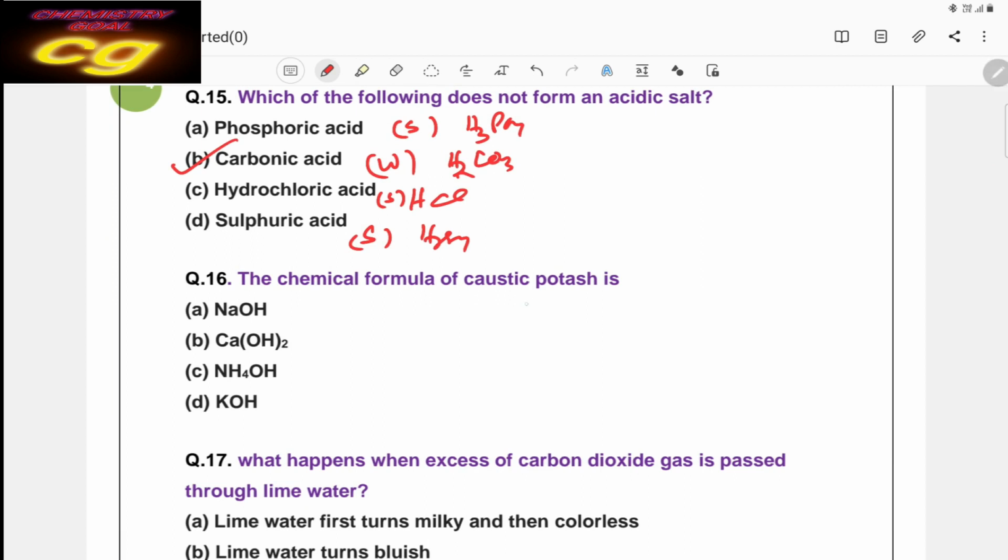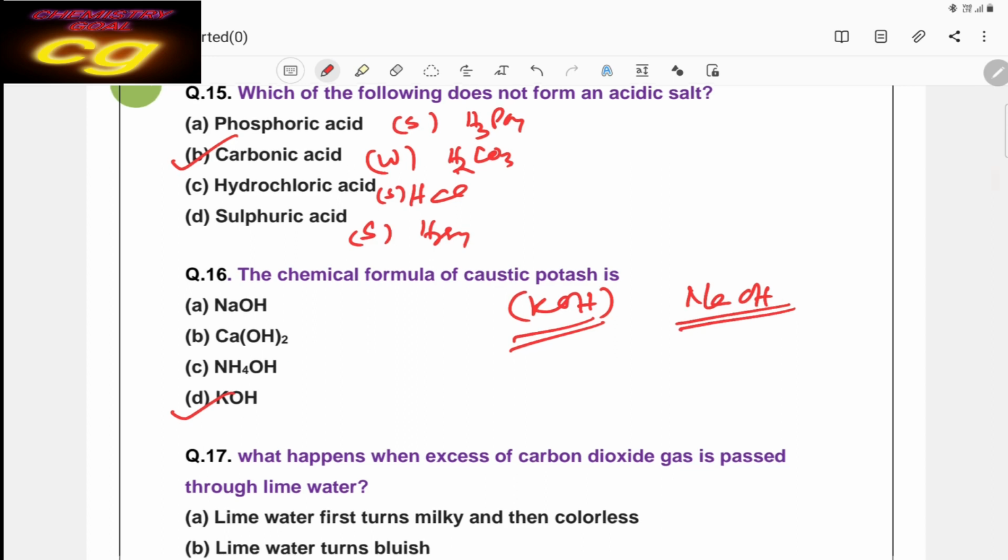The chemical formula of caustic potash. Caustic potash means potassium hydroxide, and caustic soda is sodium hydroxide. This is called caustic soda, and this is called caustic potash. So the answer is potassium hydroxide. Sodium hydroxide is caustic soda, calcium hydroxide is slaked lime, ammonium hydroxide is also called ammonia solution, and potassium hydroxide is called caustic potash.